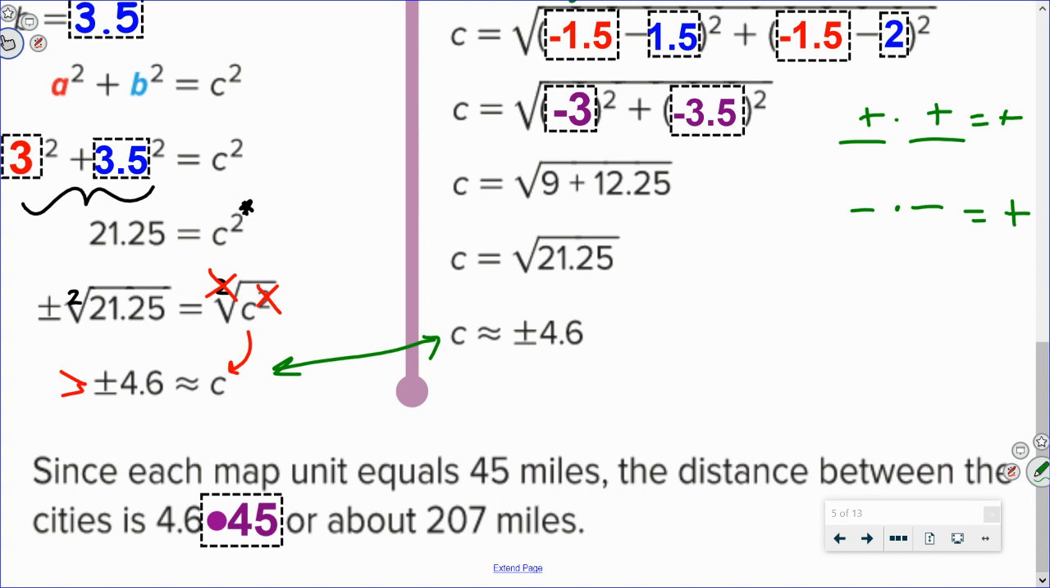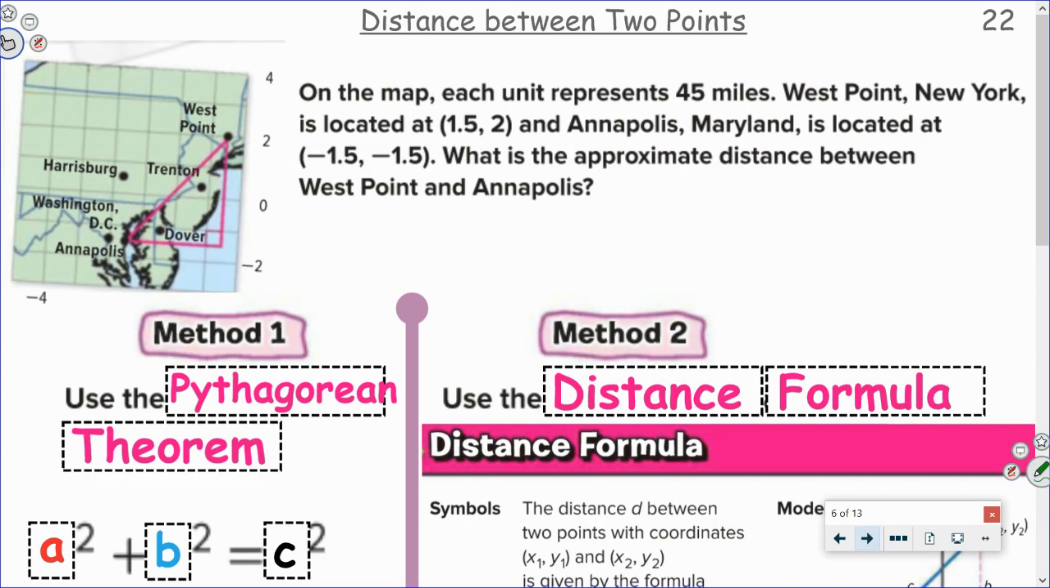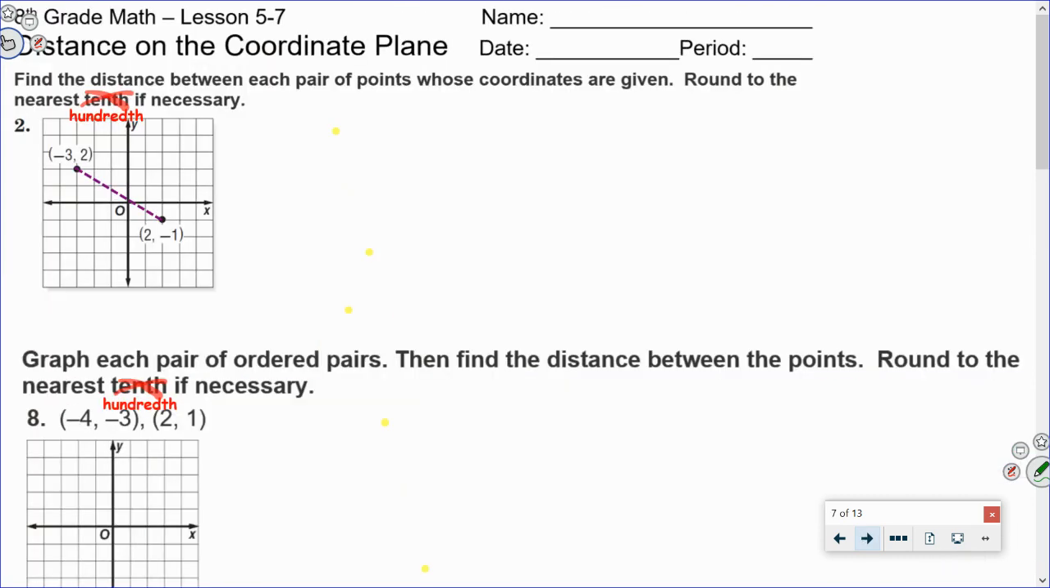Now, if you wish, pause, rewind the video, go back, watch some more. But I'm going to go ahead and start some guided practice with you. Looking at our directions, find the distance between each pair of points whose coordinates are given. We do need to round to the nearest, and I think I changed the units to the hundredths. Now, if you look at number one, it was literally how far away are these? So number one isn't too bad because you can just count.